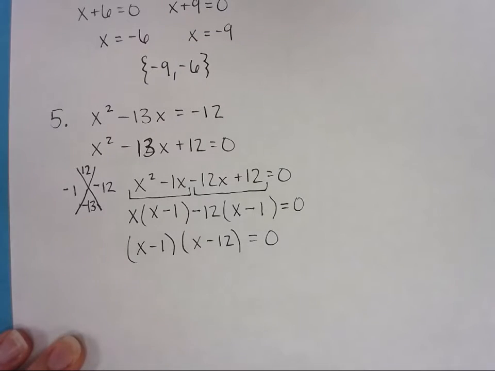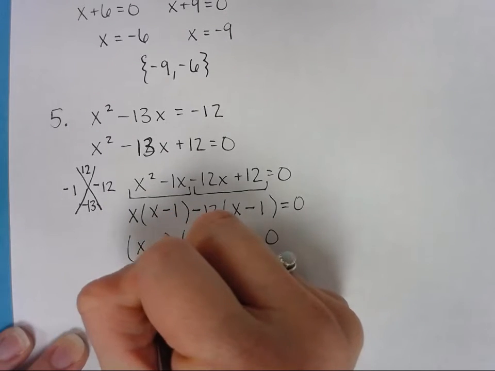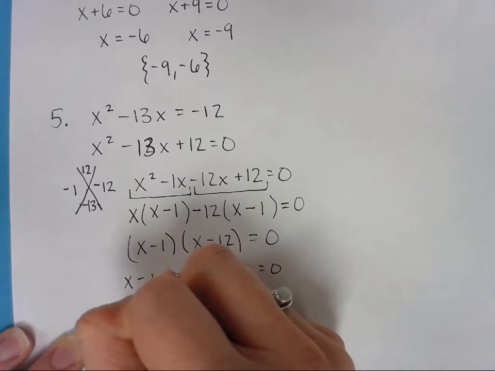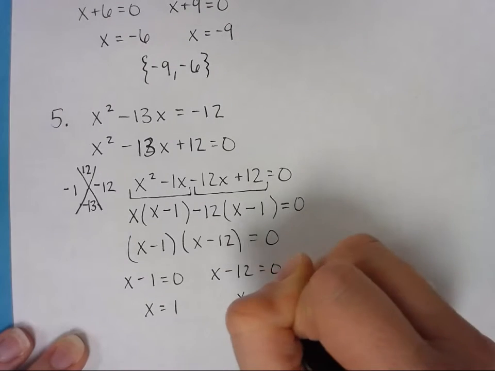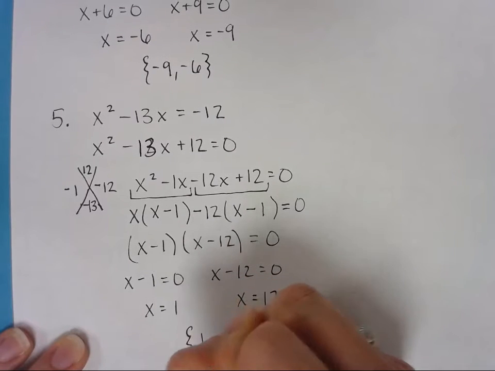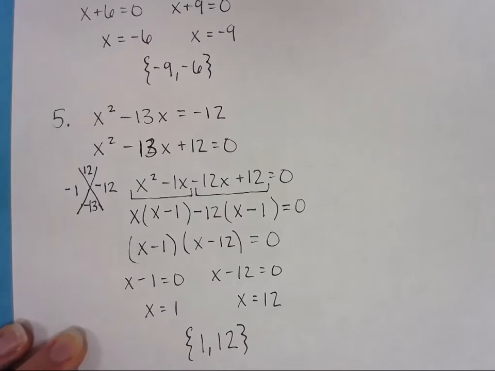So set each factor equal to 0 using the zero product property in order to solve. When you add 1, you get a solution that x equals 1. And when you add 12, you get a solution that x equals 12. So in least to greatest order, 1, 12 are our solutions.